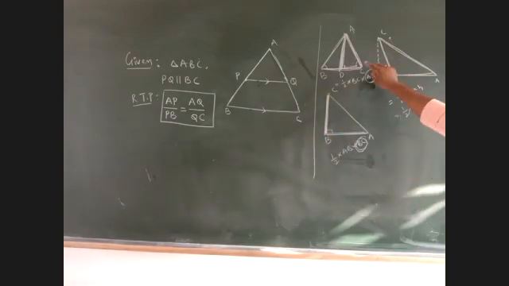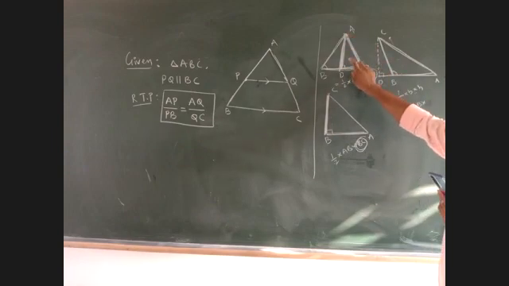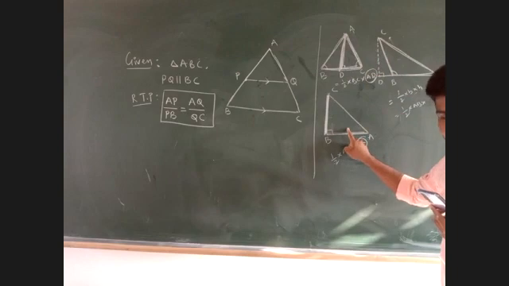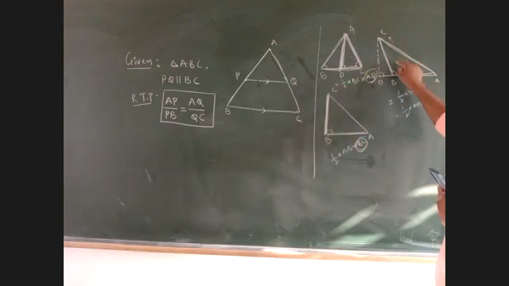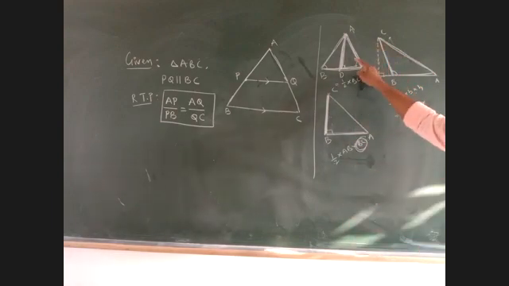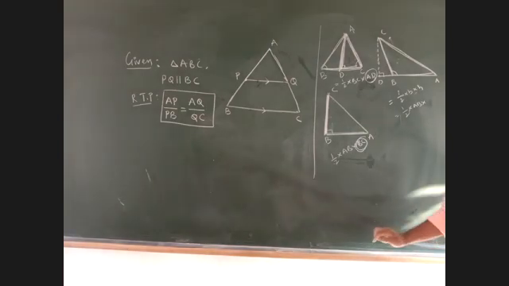Now, if it is an acute angle triangle, the height should be inside of the triangle. If it is a right angle triangle, the height should be on the triangle. If it is an obtuse angle triangle, the height should be outside of the triangle. Is it clear? These three conditions. Yes, sir. Is it clear, all of you? Yes, sir.